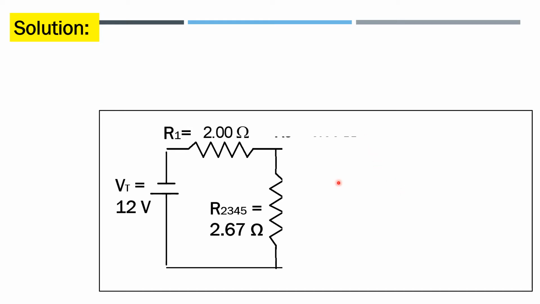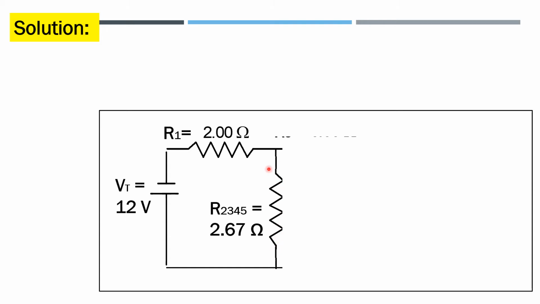Now, as you can see in the simplified circuit, we are left with two resistances: R1 equals 2 ohms, and the combination of R2,3,4,5, which is equal to 2.67 ohms. There is only one path for current to flow between R1 and R2,3,4,5, so definitely these two resistances are combined in series.